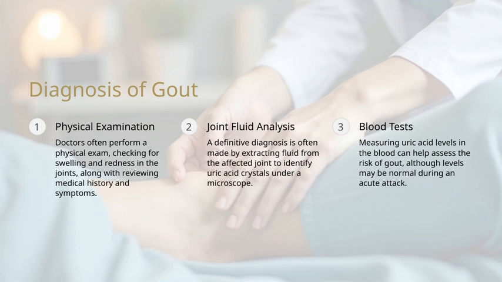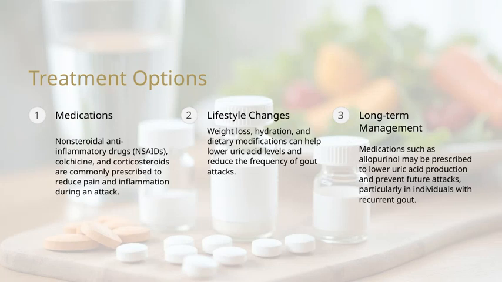Finally, blood tests are also part of the diagnostic process. These tests measure the level of uric acid in your blood, which can indicate your risk of developing gout. However, it's important to note that during an acute attack, uric acid levels in the blood might actually be normal, so this test alone isn't always conclusive. Together, these methods, physical exam, joint fluid analysis, and blood tests, form a comprehensive approach to diagnosing gout accurately and guiding effective treatment.